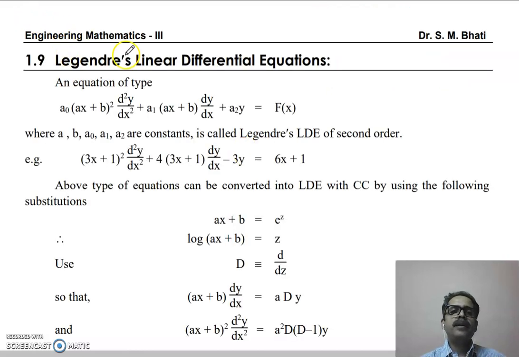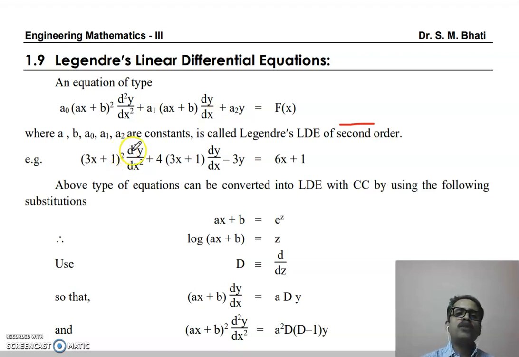Let's see Legendre's linear differential equation. It is similar to the Cauchy differential equation. An equation of the type a0 (ax plus b) whole squared second derivative plus a1 (ax plus b) first order derivative plus a2 y equal to capital F of x. Here a, b, a0, a1, a2 are constants. It is called Legendre's differential equation of second order. So once you understand second order, you can write down the differential equation of third order, fourth order, and also nth order.